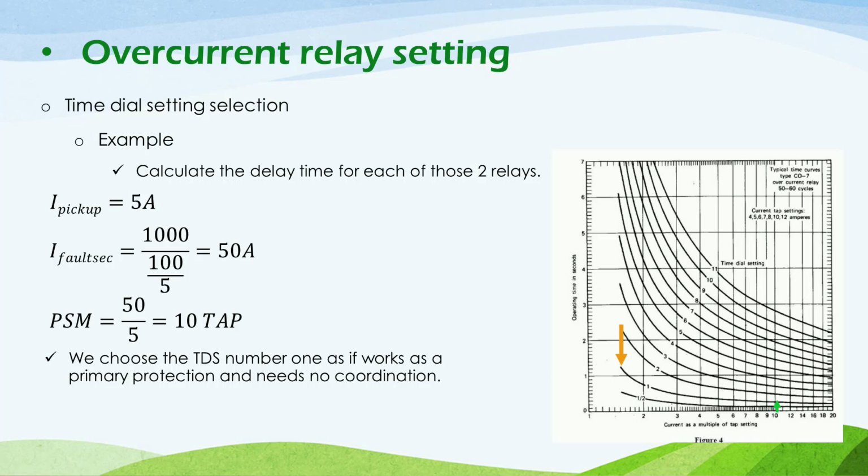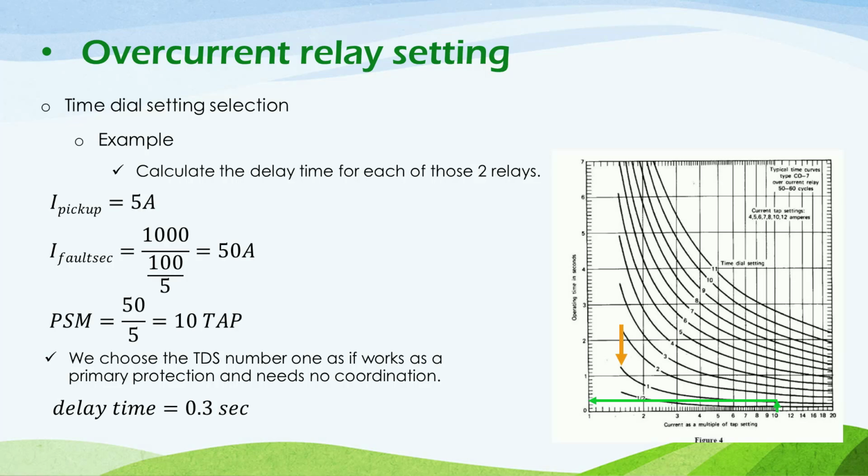So it's not needed to wait a larger time, as we don't need coordination between it and the other relay, as it will work as a primary protection. And now if we go to the y-axis, we will detect the delay time to be 0.3 seconds. This means if a fault current of 1000 ampere is passing through the network, the first relay in that case will wait 0.3 seconds before clearing or tripping the fault.